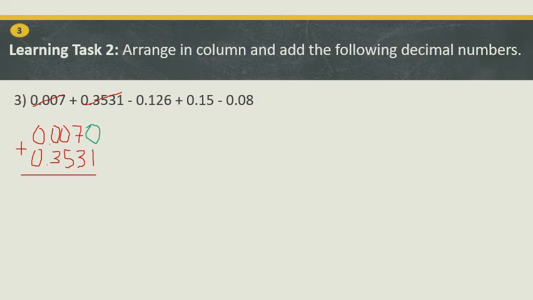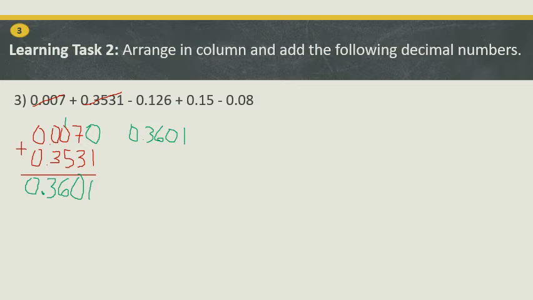So, add natin. So, 0 plus 1 is 1. 7 plus 3 is 10. So, carry 1 dito. 1 plus 5 is 6. 0 plus 3 is 3. Then, tapat natin yung decimal point. Then, 0 plus 0 is 0. So, ito ay yung unang dalawa pag pinag-add natin. And then, so meron na tayong 0.3601. So, ang sunod natin is minus.